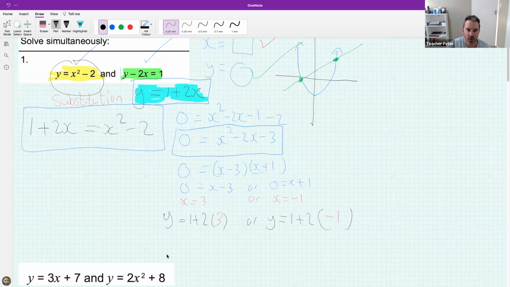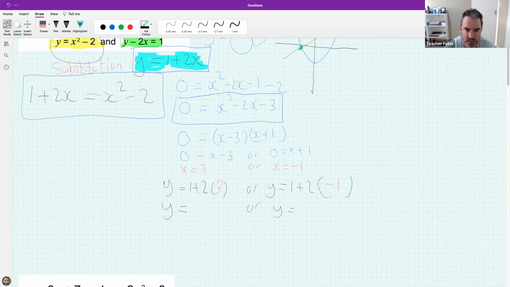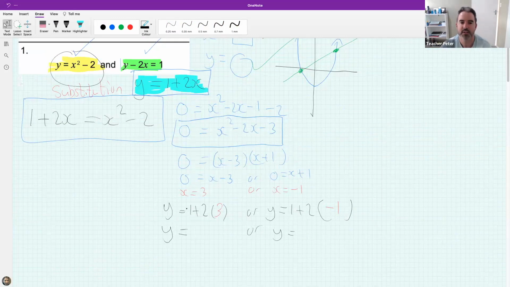So what are the y values that are the answer to the simultaneous equation going to be? You can pop your answers in the chat.